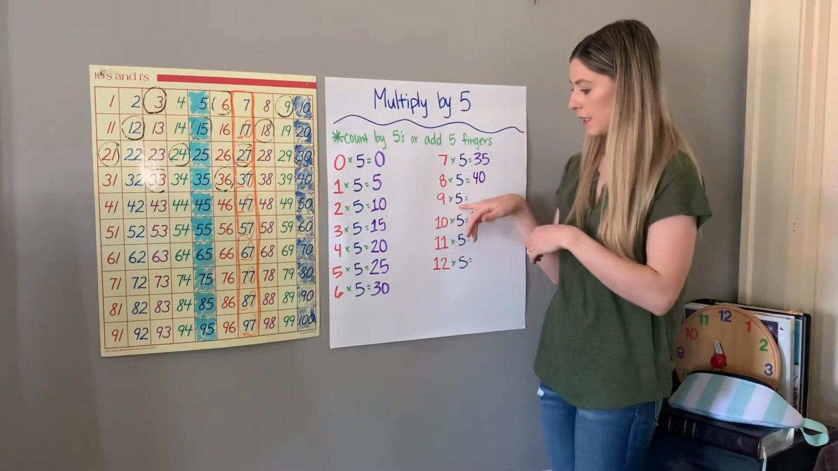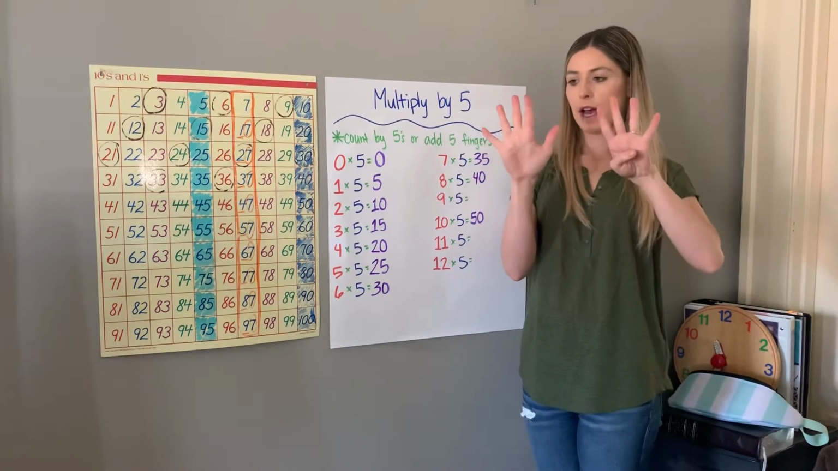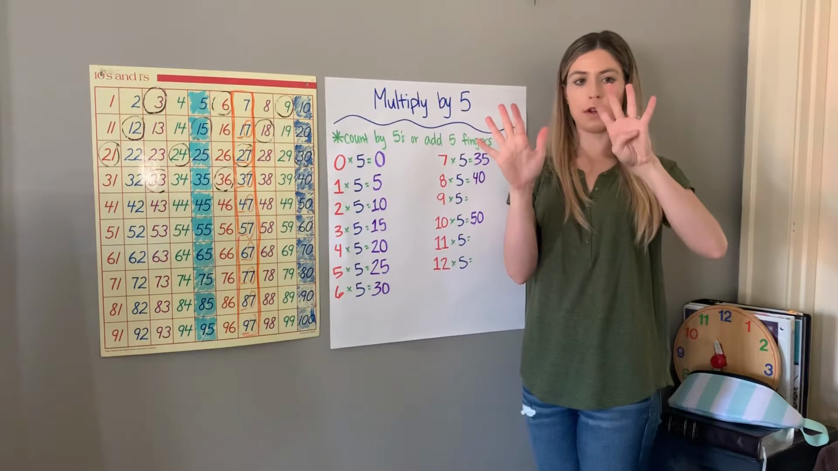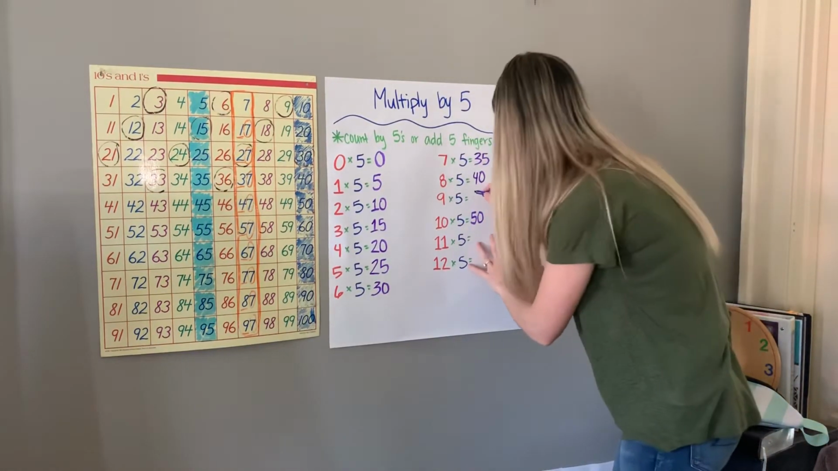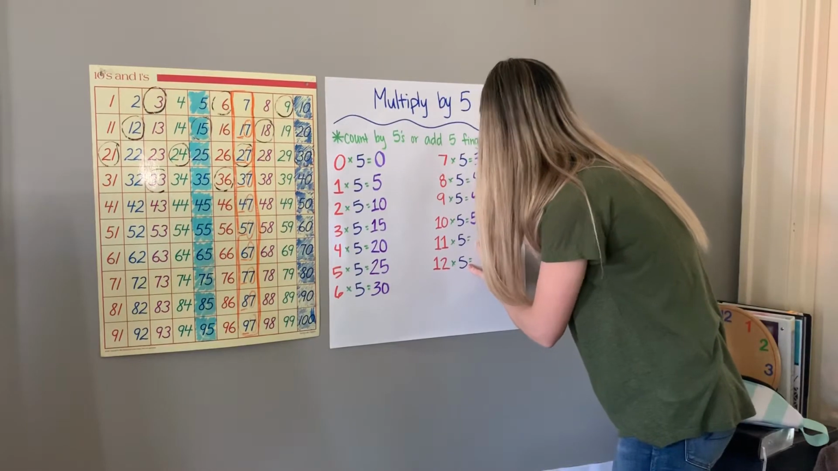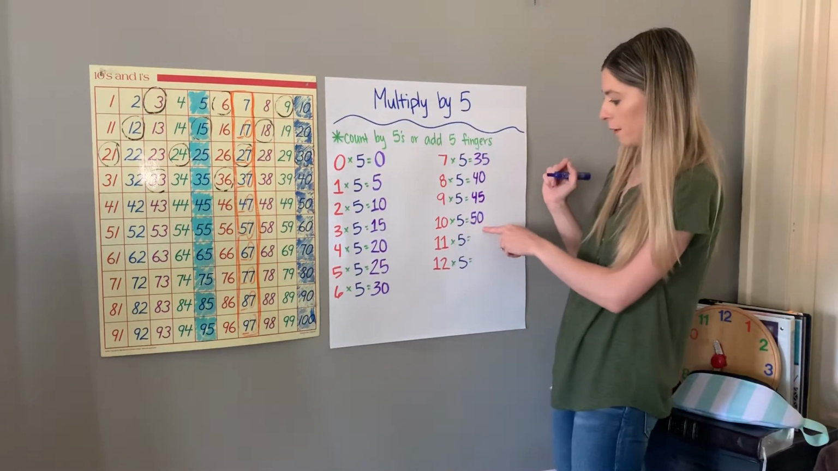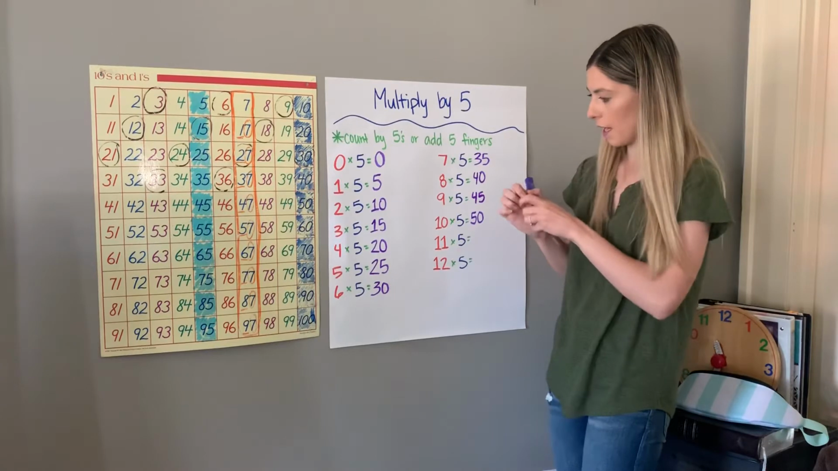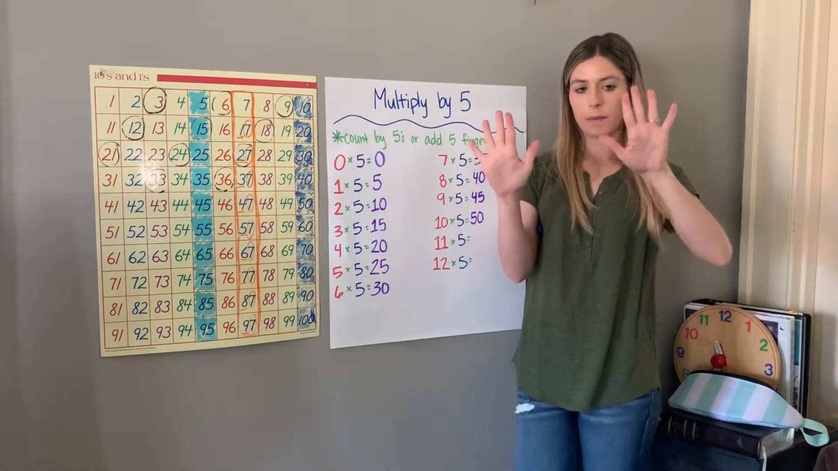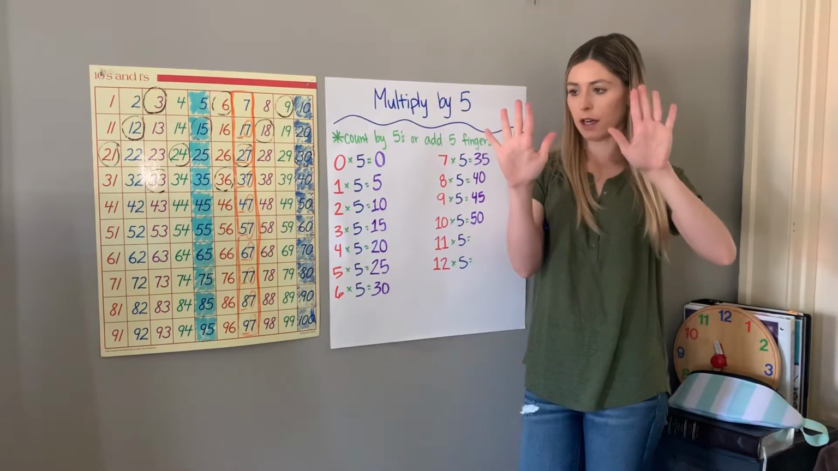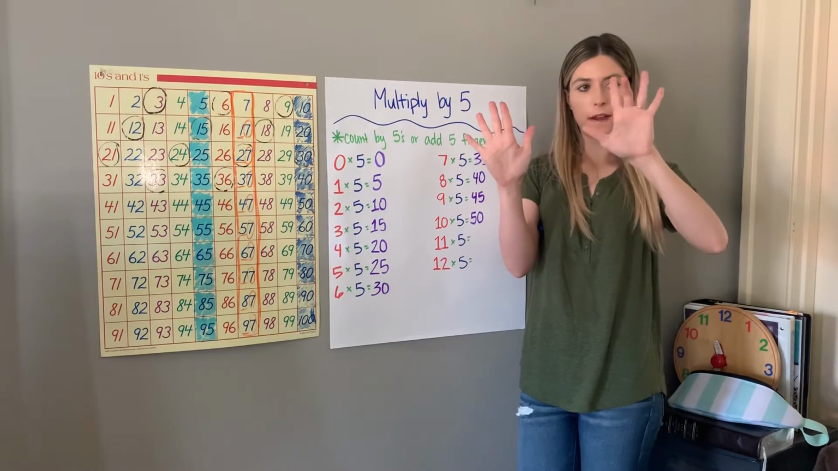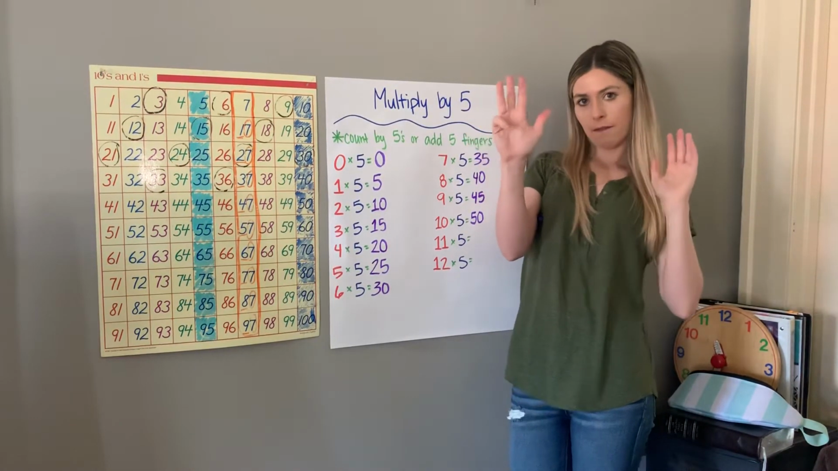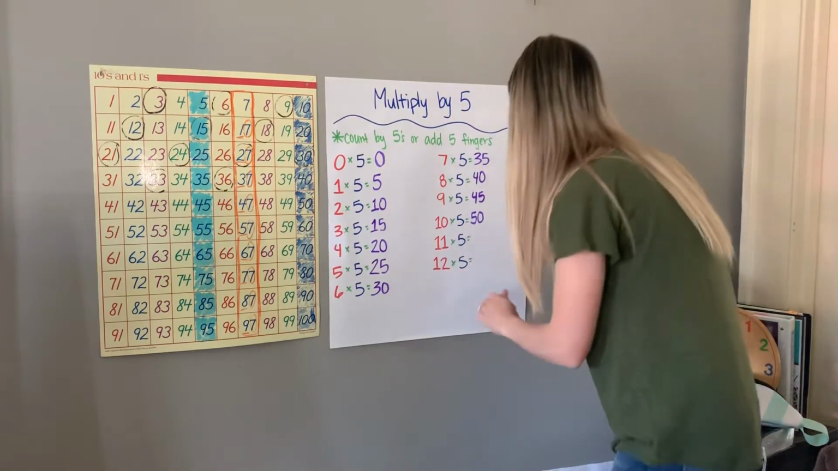Then we have 9 times 5, so 9 fingers. 5, 10, 15, 20, 25, 30, 35, 40, 45. We did 10 times 5 equals 50. 11 times 5, so I need 11 fingers. So I'm going to count 1 extra after I count my 10 fingers. So I have 5, 10, 15, 20, 25, 30, 35, 40, 45, 50, 55. That's 11.